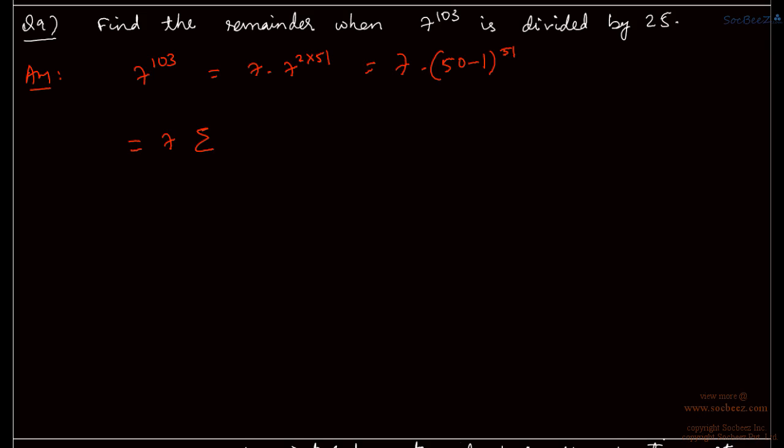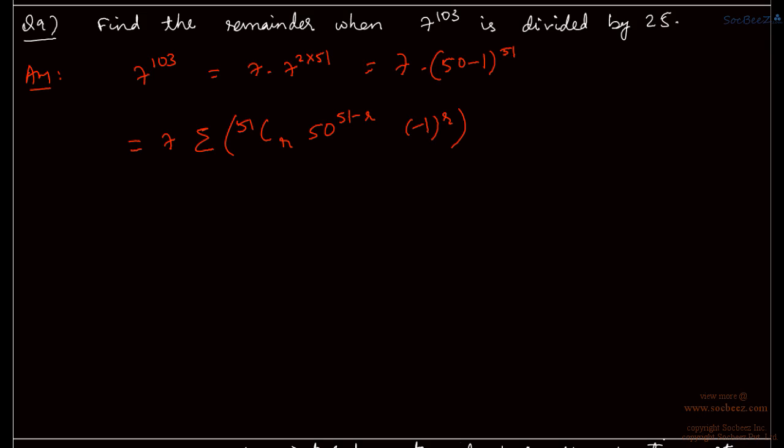So expanding this is nothing but 7 times the whole summation, which is 51 C r 50 power 51 minus r, minus 1 power r. Right? This is my whole term here. So every term is actually given by 7 times 51 C r 50 power 51 minus r, minus 1 power r. Right? So you see that every term contains 50. Since every term contains the factor 50, it must be divisible by 25, right? Except the term which will not contain the term 50.